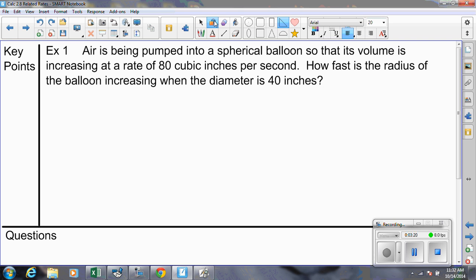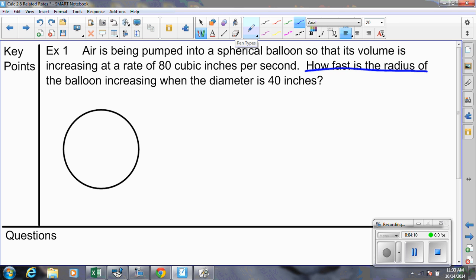The idea is we have a spherical balloon, and I know it's a circle, not a sphere, but here's our balloon. As you're blowing air into it, it's going to blow up and get bigger. There is a speed measuring how fast the volume of the balloon is increasing. At the same time, there is a speed measuring how fast the radius of the balloon is increasing. Our goal is to figure out how fast the radius is increasing. I mean, that's the question.